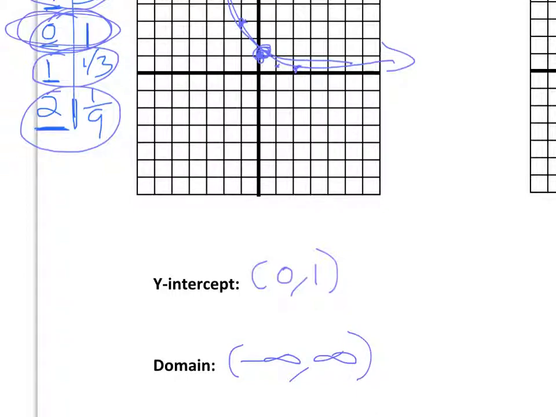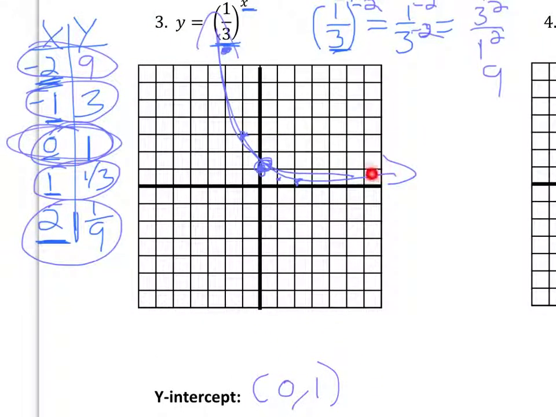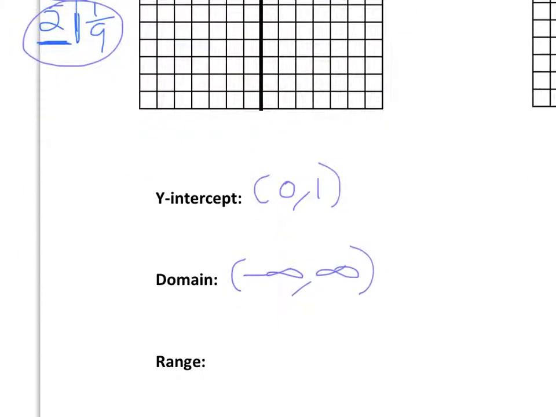Now the range, let's look at the range. You're dealing with the Y values. If you look, the Y values here are all positive. I don't have anything down here, where the Y values are negative. So we're going to say the range, you're going from 0 to infinity. And it never hits 0, so that's why I have parentheses. All right, so that's the graph of an exponential decay one. That's where the graph goes down left to right.